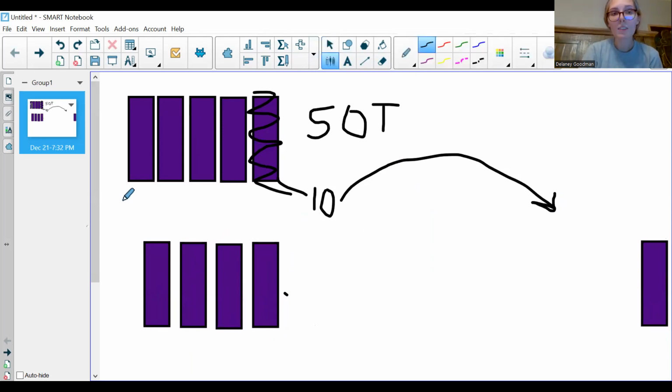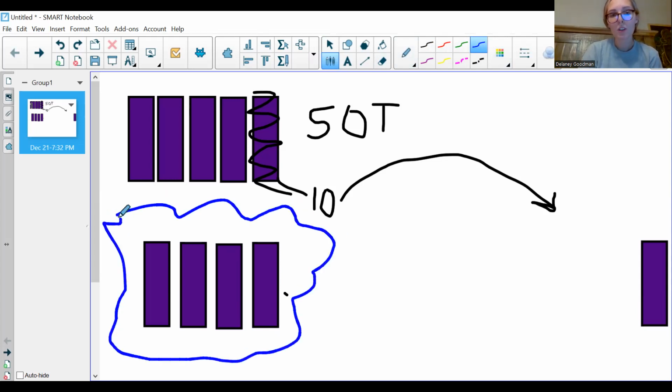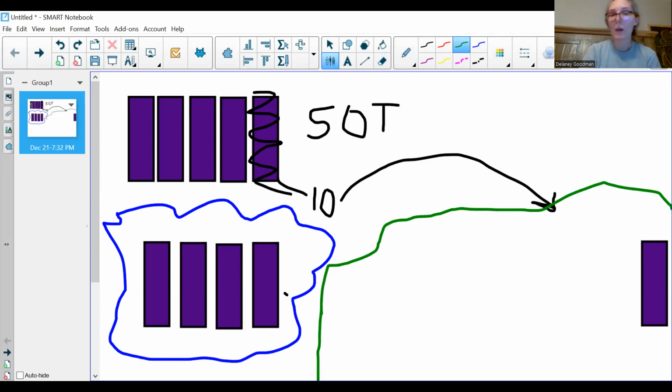So here's the pond. Woo, it's beautiful. Here's the pond. And then here's the grass. We'll say that this is the grass. And these turtles jumped away, okay? So 10 turtles left. That's all I have to do. I have to take away 10. Well, this rod represents 10, so all I need to do is take it away, okay?